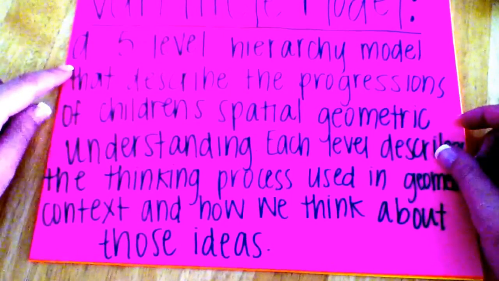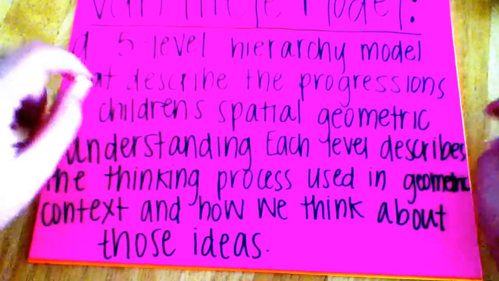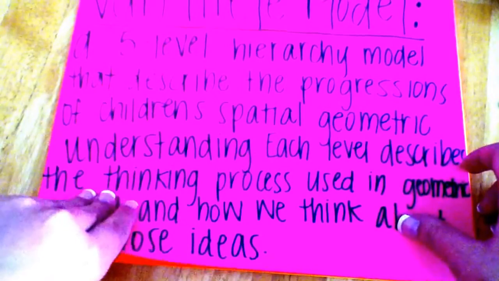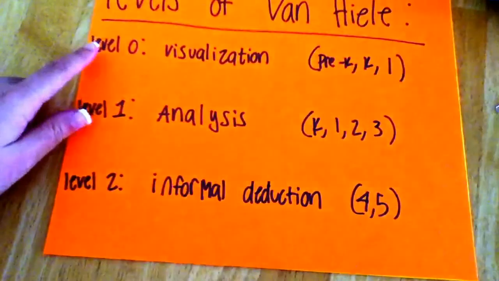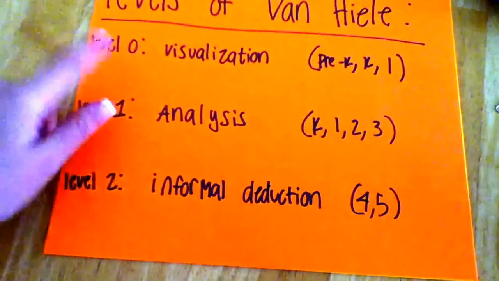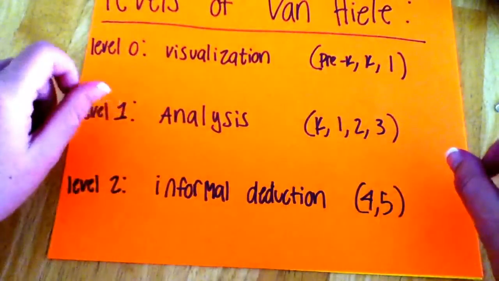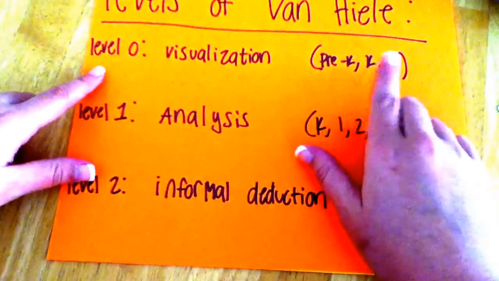So, within the Van Hiele model, there are 5 levels, but in elementary school, we only see the first 3 levels. Those 3 levels are level 0, which is visualization, and we usually see that in students that are in pre-K, kinder, or first grade.